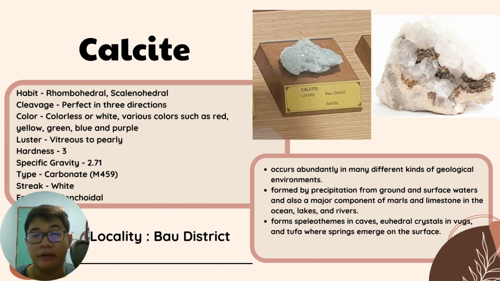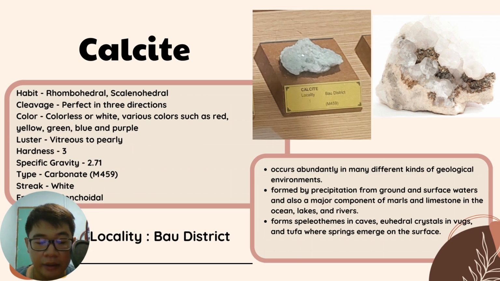Secondly is calcite, which has its locality particularly in the Bau district. Calcite exhibits rhombohedral and scalenohedral habits. It has a perfect cleavage in three directions and is colorless or white, or has various colors such as red, yellow, green, blue, and purple. The luster of calcite is vitreous to pearly and it has a hardness of 3 on the Mohs scale. Calcite is a carbonate mineral with the code M459, which has a specific gravity of 2.71. Calcite shows a white streak when scratched on a streak plate and exhibits a conchoidal fracture pattern.